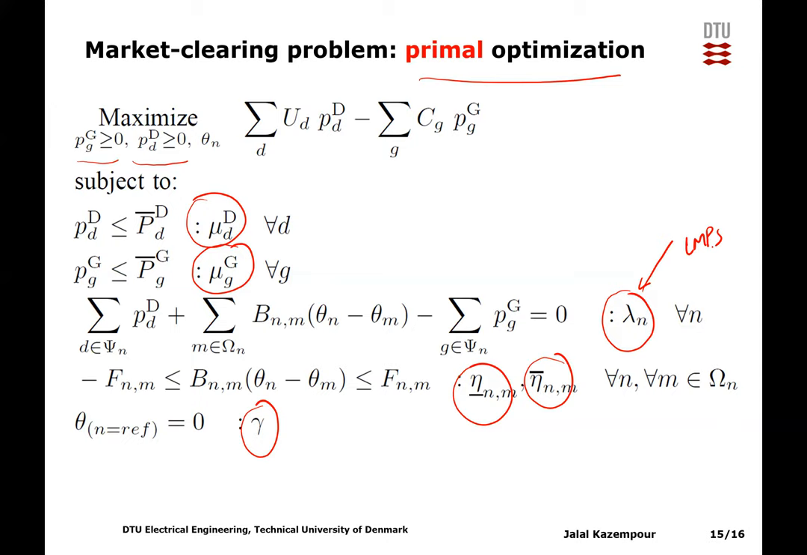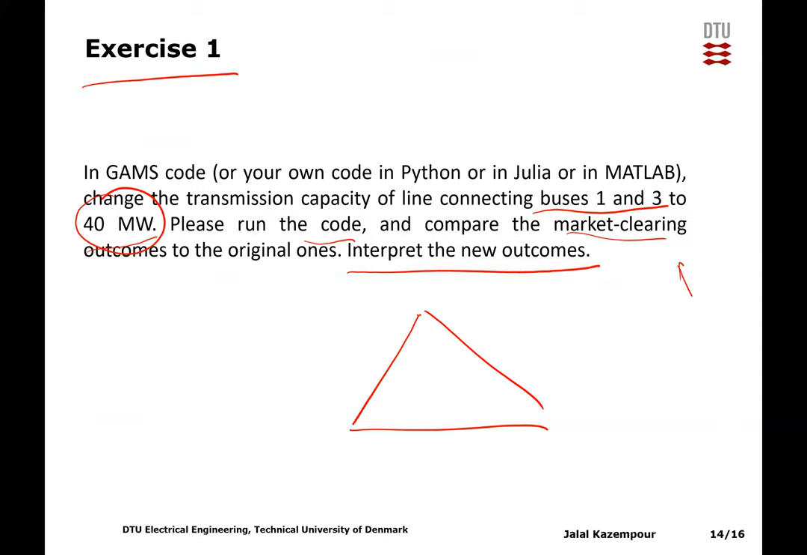Here, in our previous problem, we have three buses and the capacity of each line is 100 megawatt. Right? So in this exercise, I asked you to change the capacity of a line from 100 to 40 and then clear the market and see how it changed. Is it clear, Jan? Good.